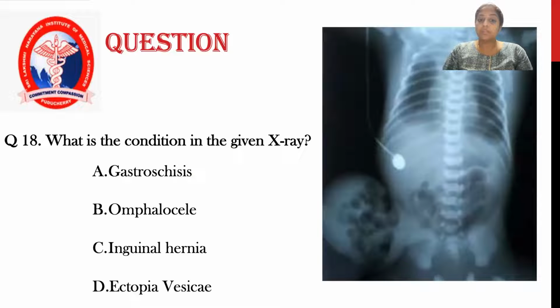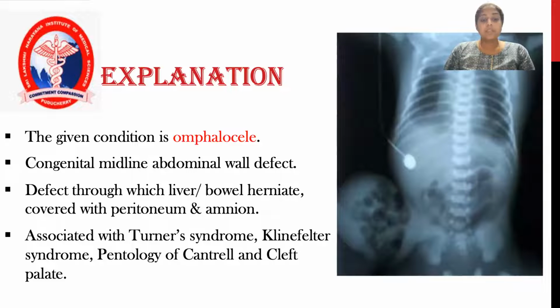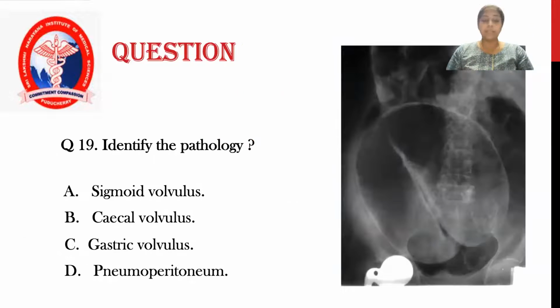Coming to this, what is this condition in this given X-ray? Can it be gastroschisis, omphalocele, inguinal hernia, or ectopic vesicle? The given condition is omphalocele. Congenital midline abdominal defect, you can see here, which is protruding on the right side of the abdominal cavity. The defect through which liver and bowel herniate is covered with the peritoneum and amnion. It can be associated, no, it is always associated with Turner's, Klinefelter's, pentalogy of Cantrell, and cleft palate.